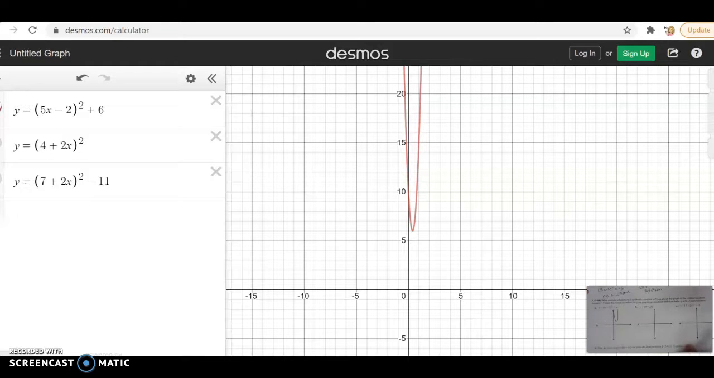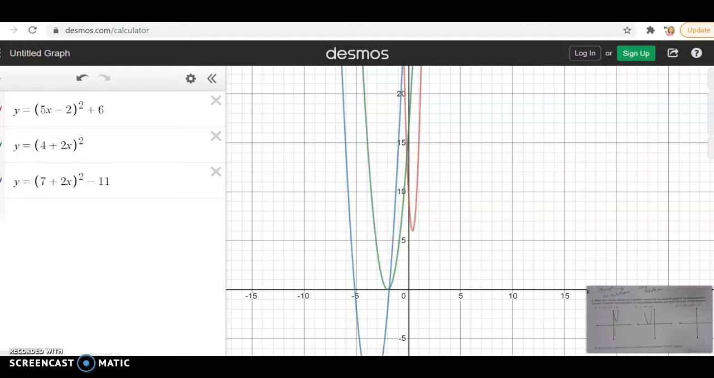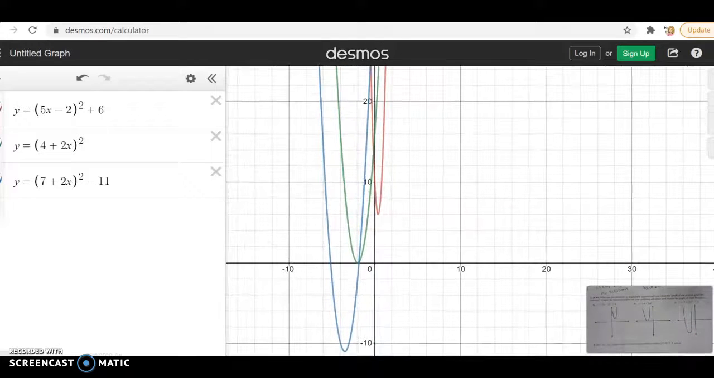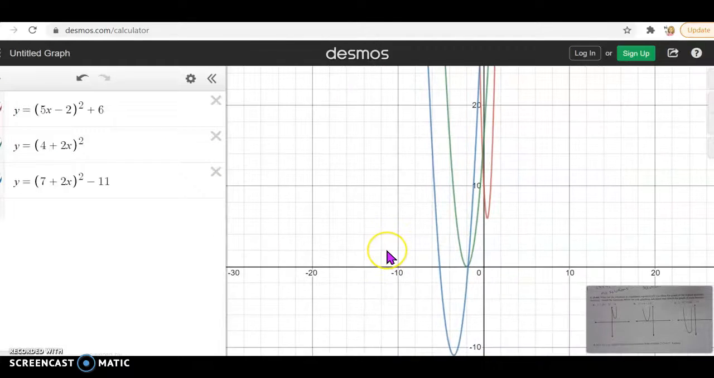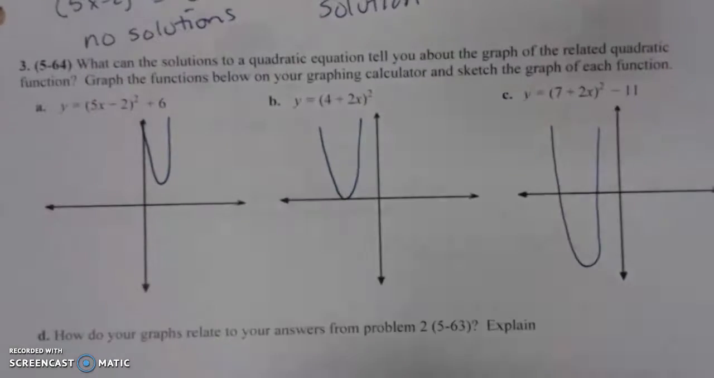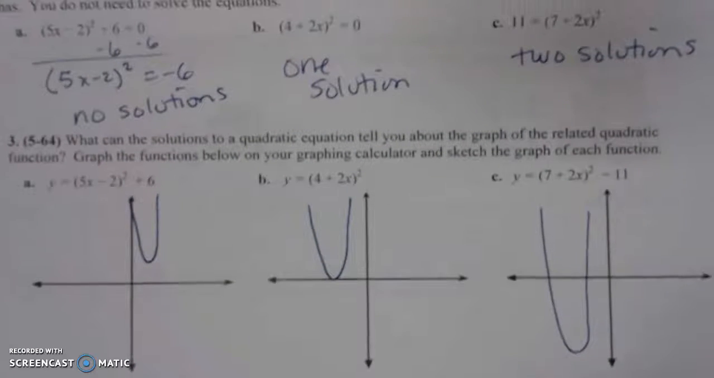Look at the second one. The second one, okay, go ahead and copy that onto your graph. And that's going to hit the x-axis one time. And then the third one, go ahead and draw that on your paper. Okay, you have these three. I had that pre-set up. Now let's look at what your paper looks like. Something like this.